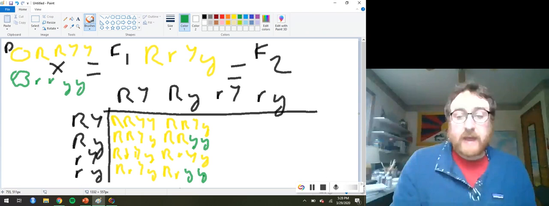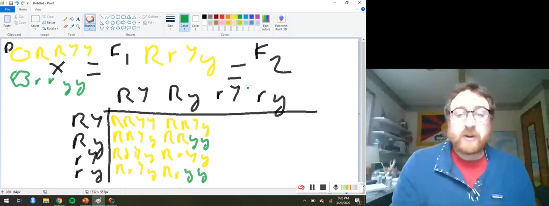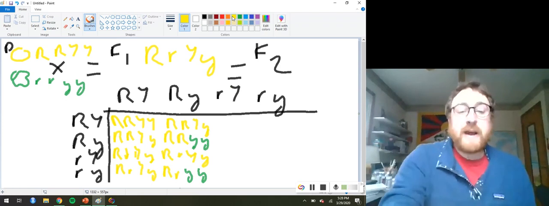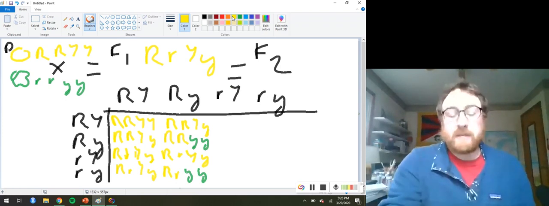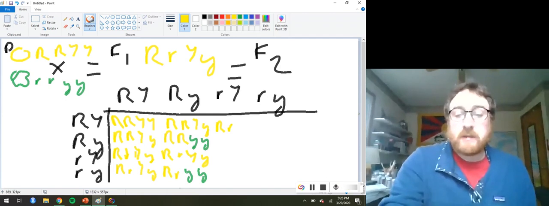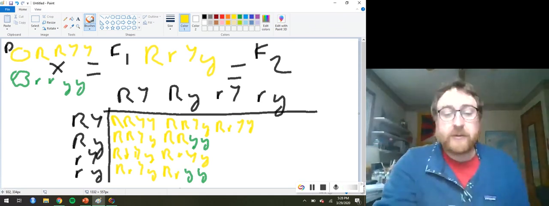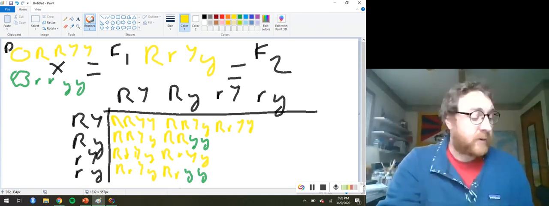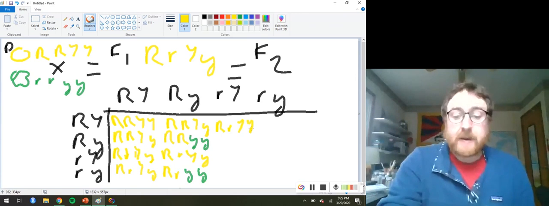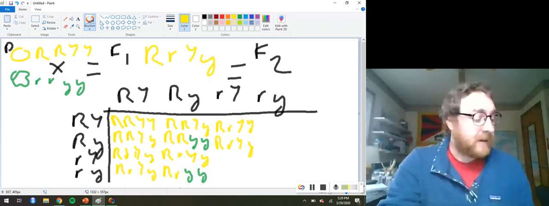All right, so now we have our last row here. RY will be what we'll start with. So we'll take RY, little r, big Y with big R, big Y. So this will be R, little r, and big Y, big Y. So again, they're going to be a smooth yellow seed. The next one, we're going to get that same thing, big R, big Y, little y. So we have that phenotype there.